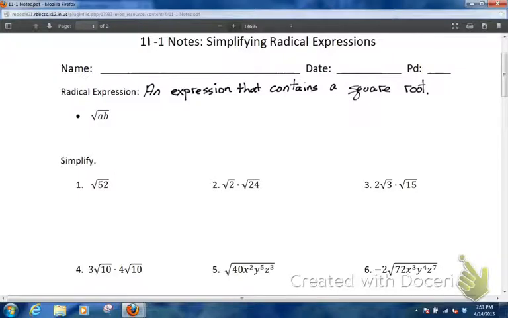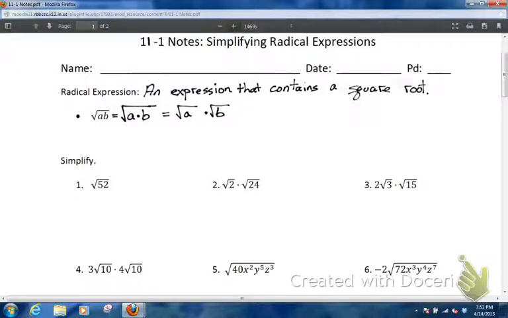Pretty simple there. Starting out here with an example of the square root of AB and just some other ways that you can write the square root of AB. Obviously the square root of AB means the square root of two things being multiplied together, A and B. You could also write it like this, the square root of A times B, if you wanted to separate the AB a little bit more. Or you could write it as the square root of A times the square root of B.